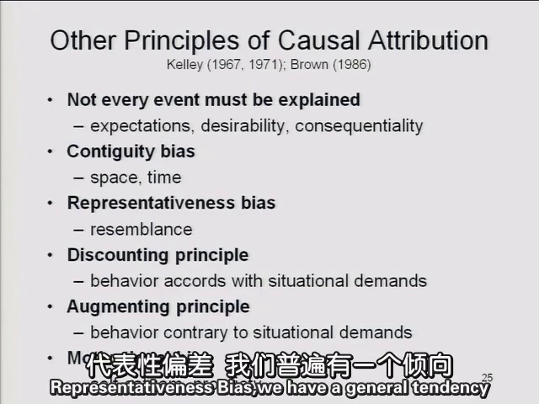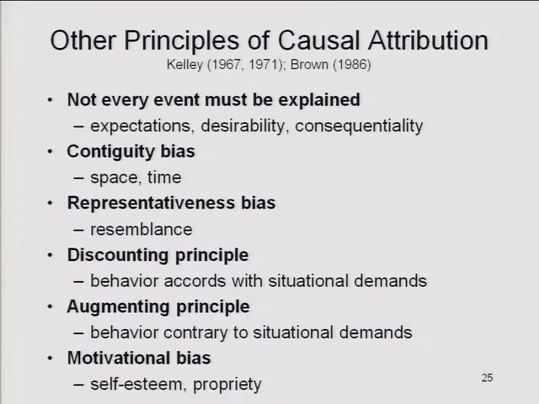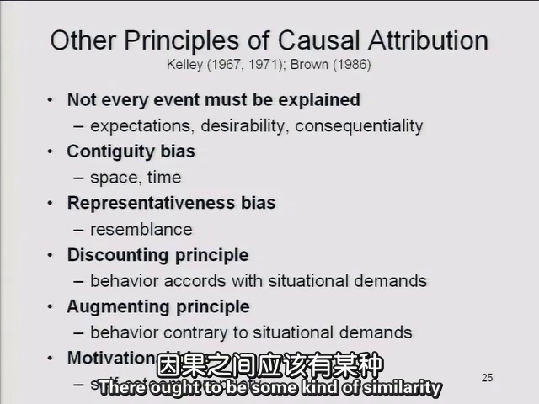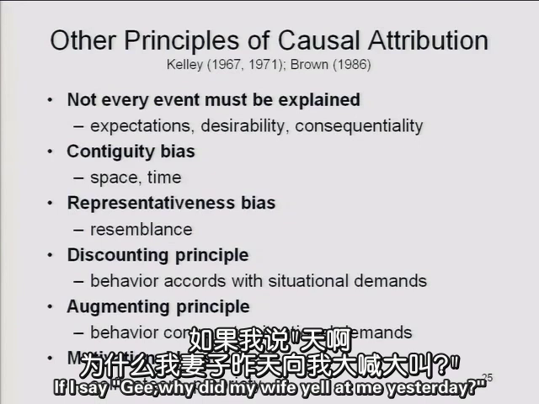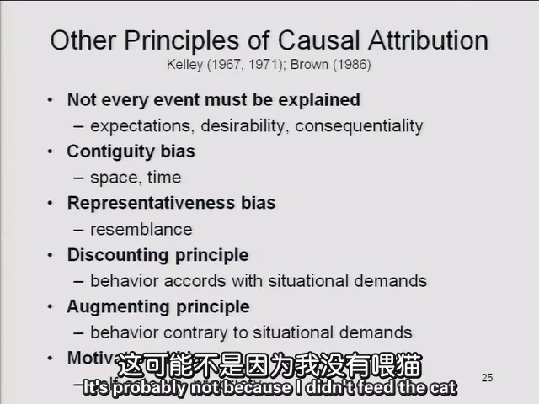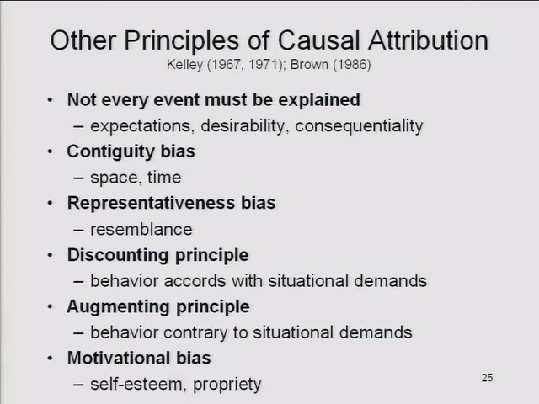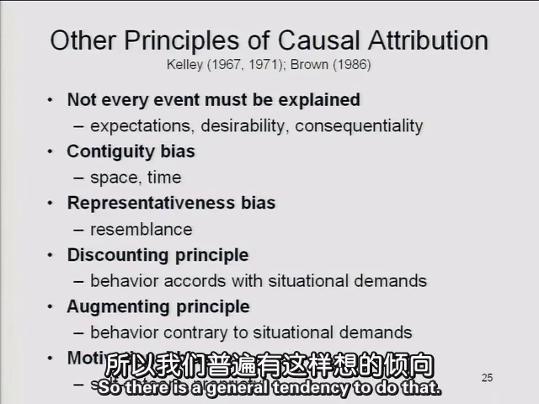Representativeness bias. We have a general tendency to expect causes to resemble their effects. There ought to be some kind of similarity between causes and effects. If I say, gee, why did my wife yell at me yesterday? It's probably not because I didn't feed the cat. It's got to be something about her relationship with me. So there's a general tendency to do that.